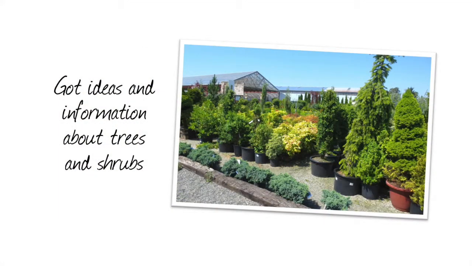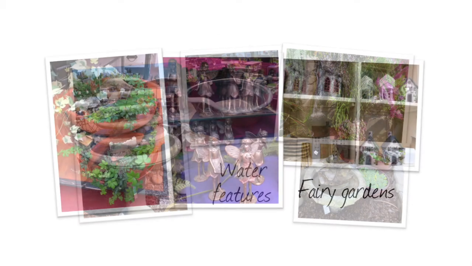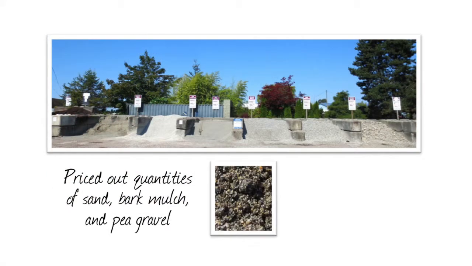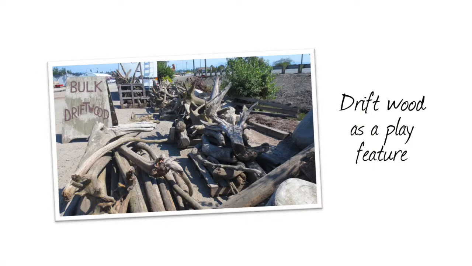Now another day, Marcus explored a garden supply store, and it was full of good stuff. He got ideas and information about trees and shrubs, flowers and plants, water features, even fairy gardens. And he priced out quantities of sand, bark mulch, and pea gravel, all as like a soft landing place for his playground equipment. And he even thought about driftwood as a play feature when he saw a giant pile of it sitting there for sale.